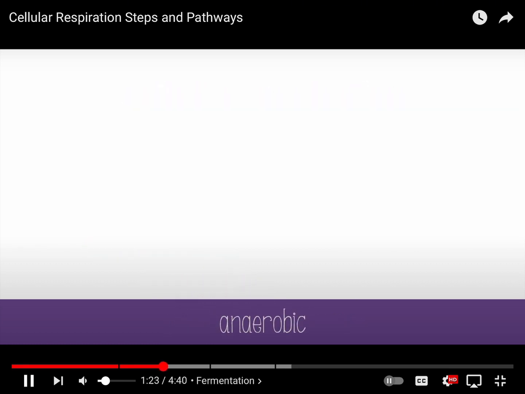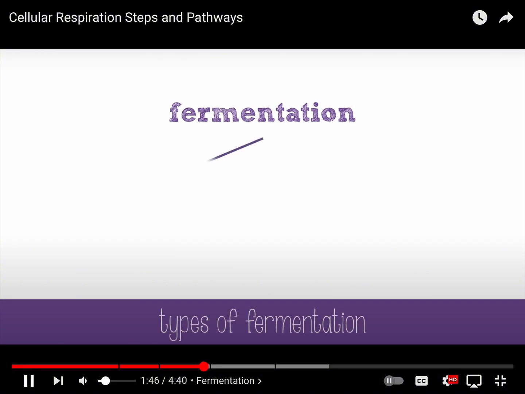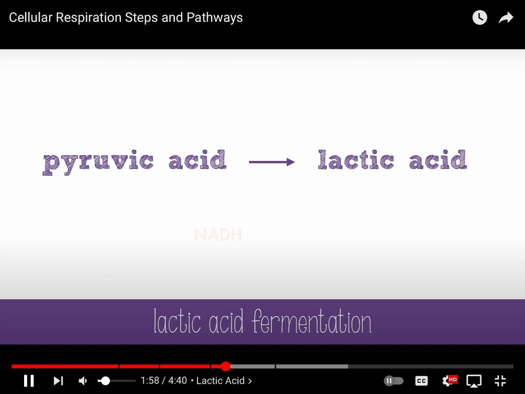The anaerobic pathway has another name, fermentation. Fermentation is an anaerobic process that converts sugars to acids or gases or alcohols. It includes the glycolysis step in it. Fermentation replenishes the supply of NAD+ so that glycolysis can continue, creating 2 ATP from each glucose molecule. There are 2 types of fermentation. There's alcoholic fermentation and lactic acid fermentation. In lactic acid fermentation, pyruvic acid is converted to a chemical called lactic acid. The process changes NADH back to NAD+, so that glycolysis can continue and produce the 2 net ATP.